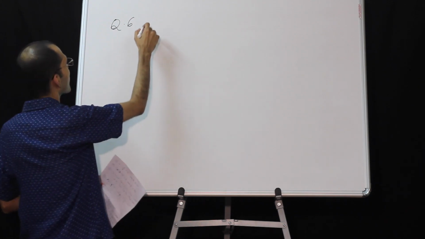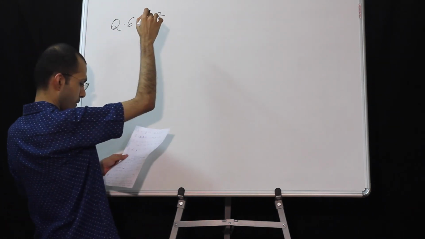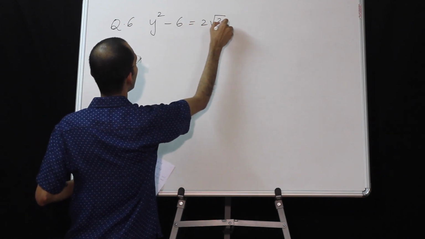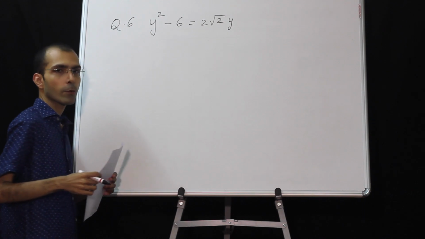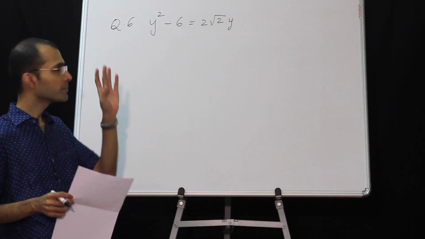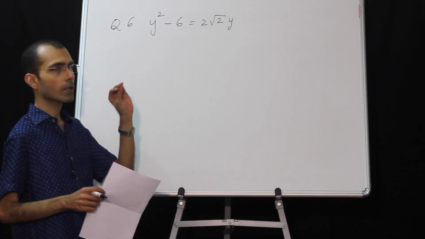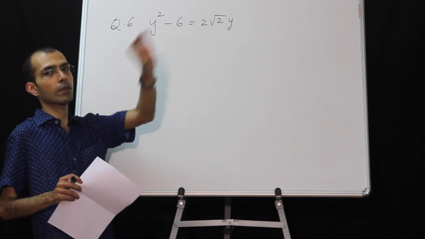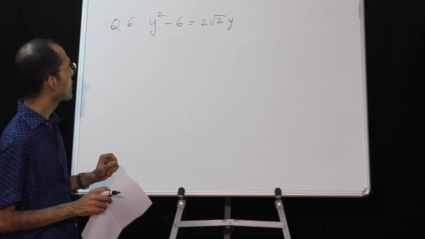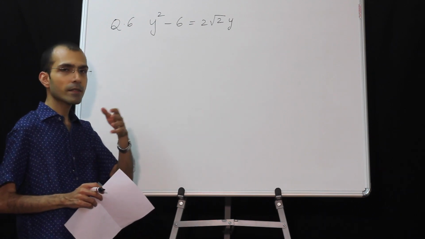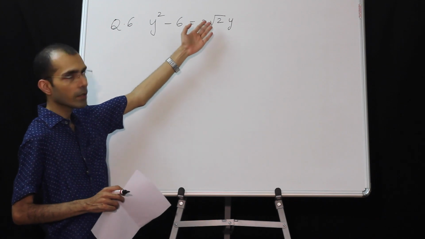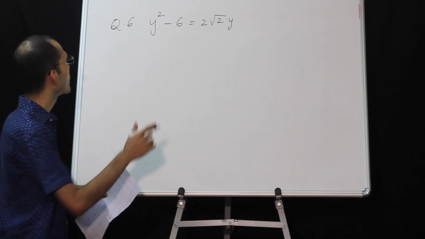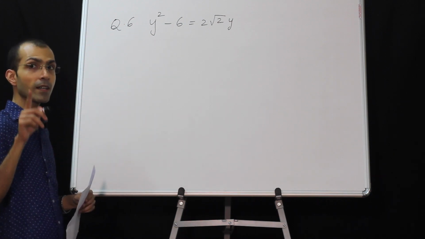Question 6. Consider y square minus 6 equaling 2 root 2y. The question is solve for y. Use power of observation. Do not be in a hurry. Root 2 dekha to 1.414 daal diya. No. That all we will do in the end. Just imagine if you put 1.414 here for root 2, and then multiply by 2, and then see what it will become. First, arrange the equation in the standard form.